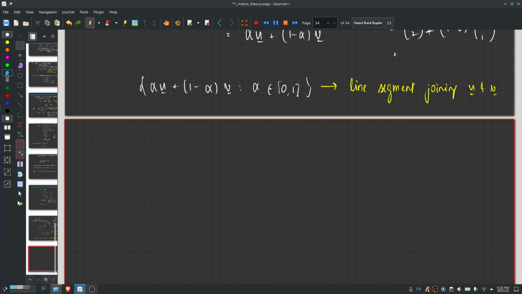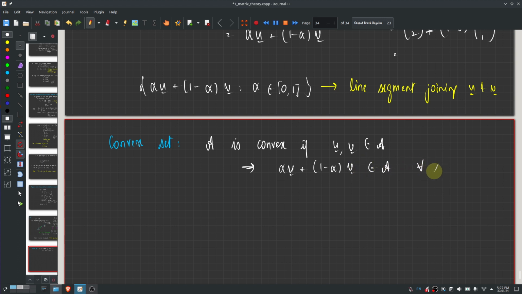So we'll say that a set is convex if you take any 2 particular points, then the line segment joining those 2 points also lies within this particular set. So we say that a set A is convex if u, v belongs to A implies that alpha u plus 1 minus alpha v also belongs to A for all alpha in 0 to 1.